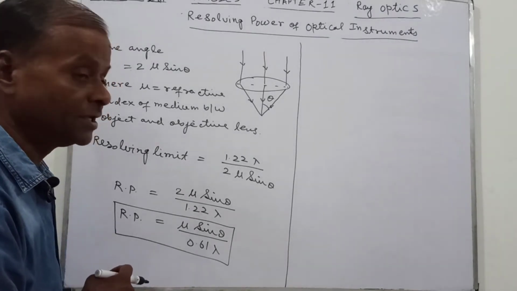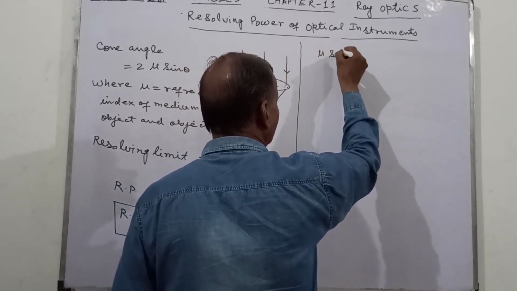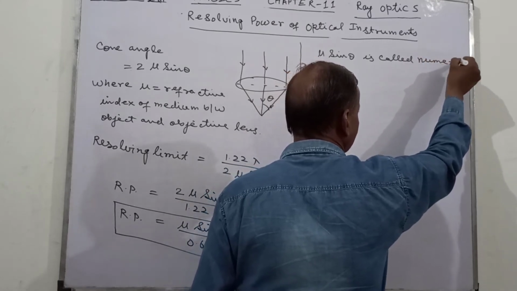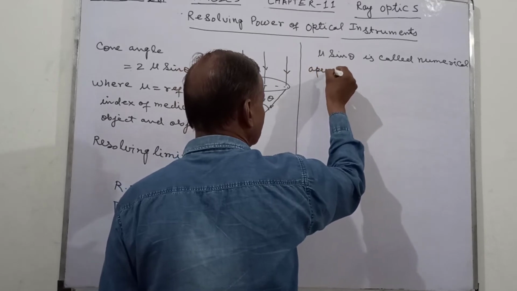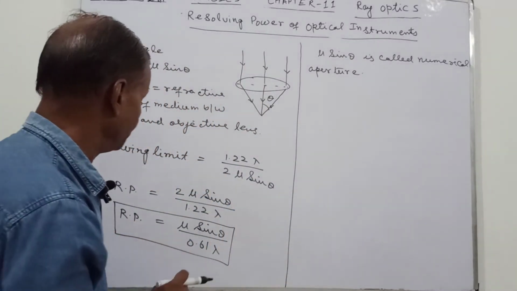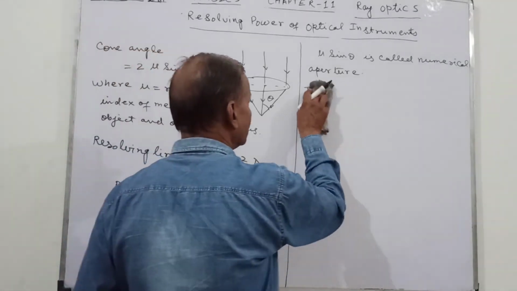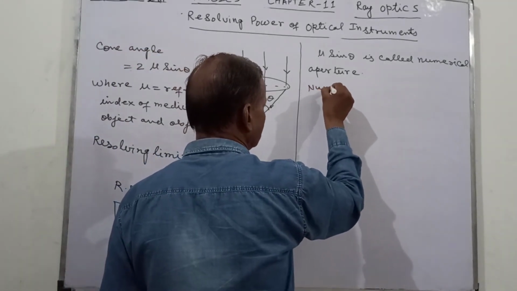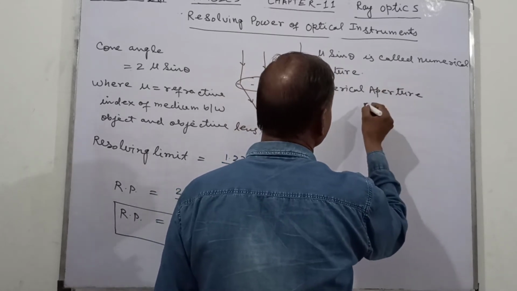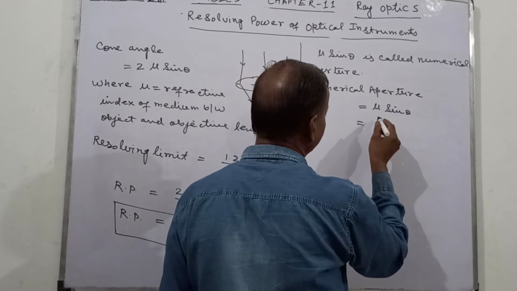This mu sin theta is called the numerical aperture. So the RP depends on the numerical aperture, which is equal to mu sin theta, and this is equal to the diameter of the objective.